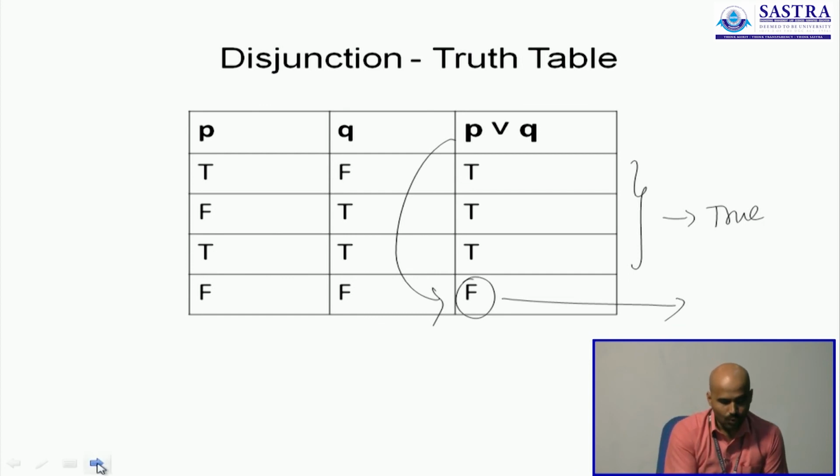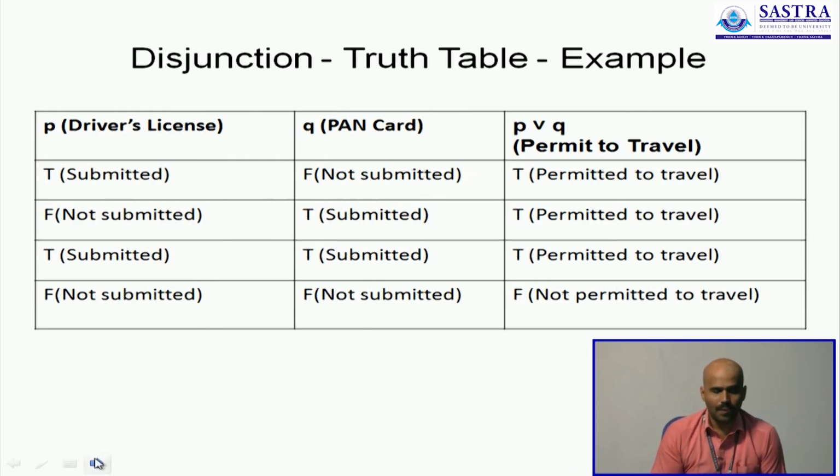If you would like to discuss this with the same example of permitting a traveler to continue traveling, these are the cases that we have. Let's denote the fact that the person has his driving license by P and that he has his PAN card by Q. Then this is the set of all outcomes possible. If he has submitted the driving license but not the PAN card, he is still permitted to travel.